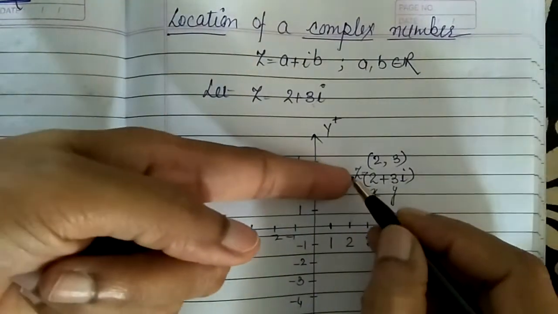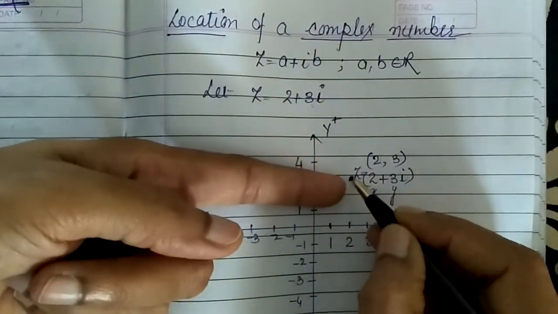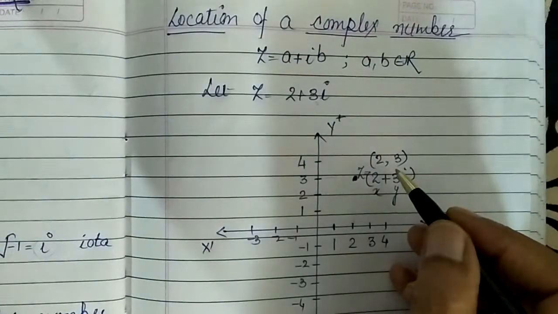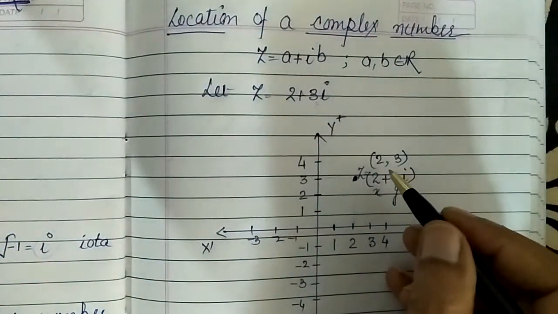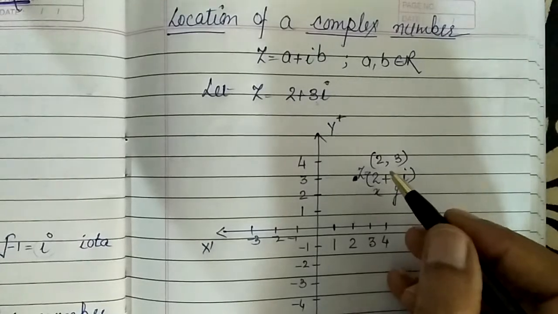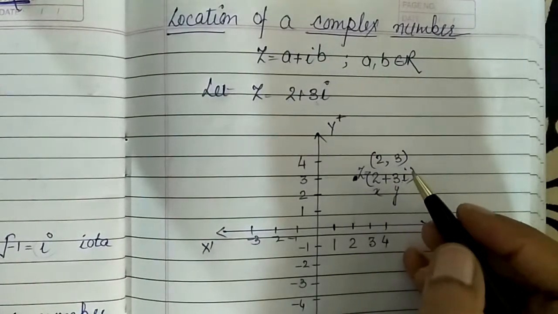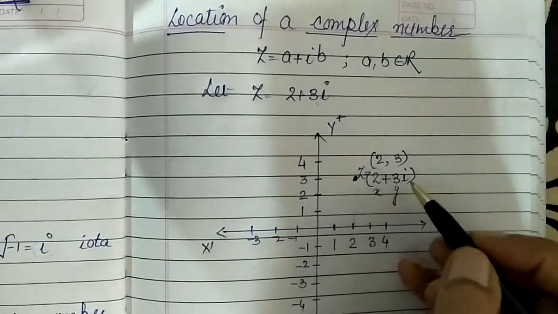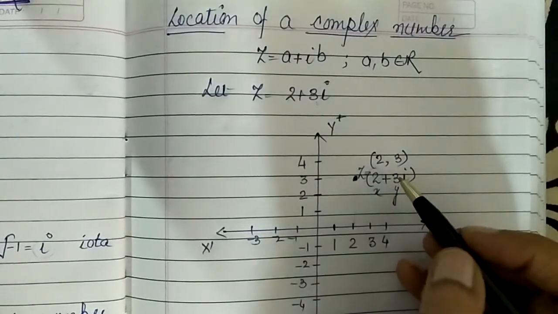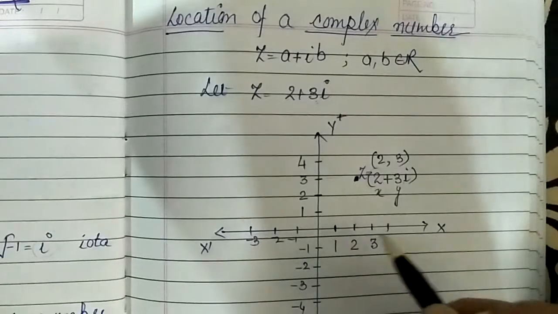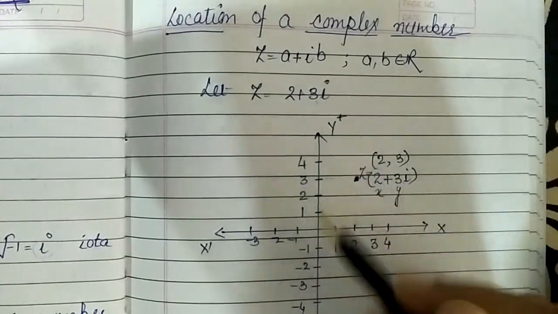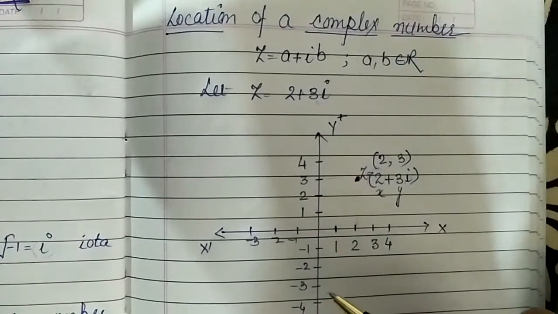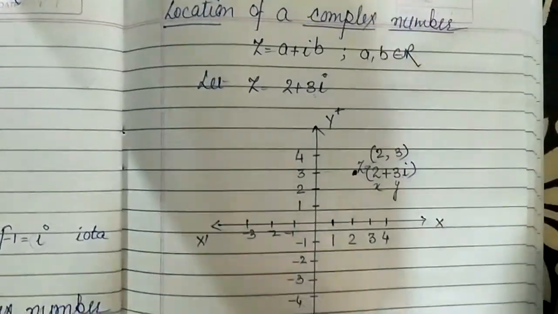So these will meet here. So this number is 2 plus 3 iota. We can write it as the point (2, 3), just like we locate a point in 2D. Similar is the process in the location of a complex number. Real part along the x-axis, imaginary part along the y-axis. Actually, the x-axis is called the real axis and the y-axis is called the imaginary axis. See, so this is the location of a complex number. Okay, thank you.